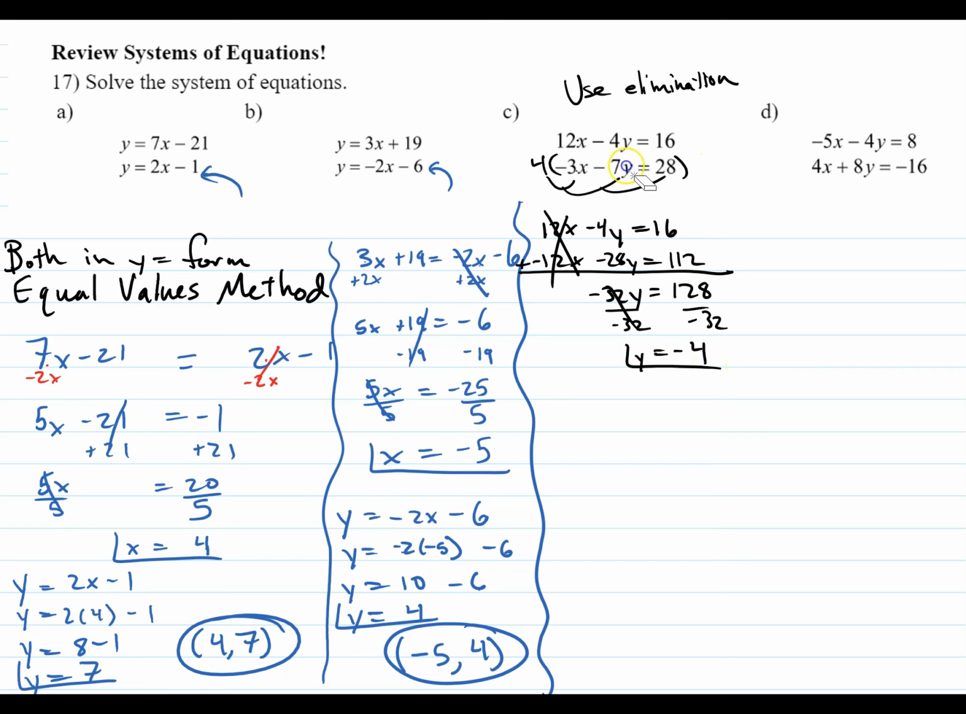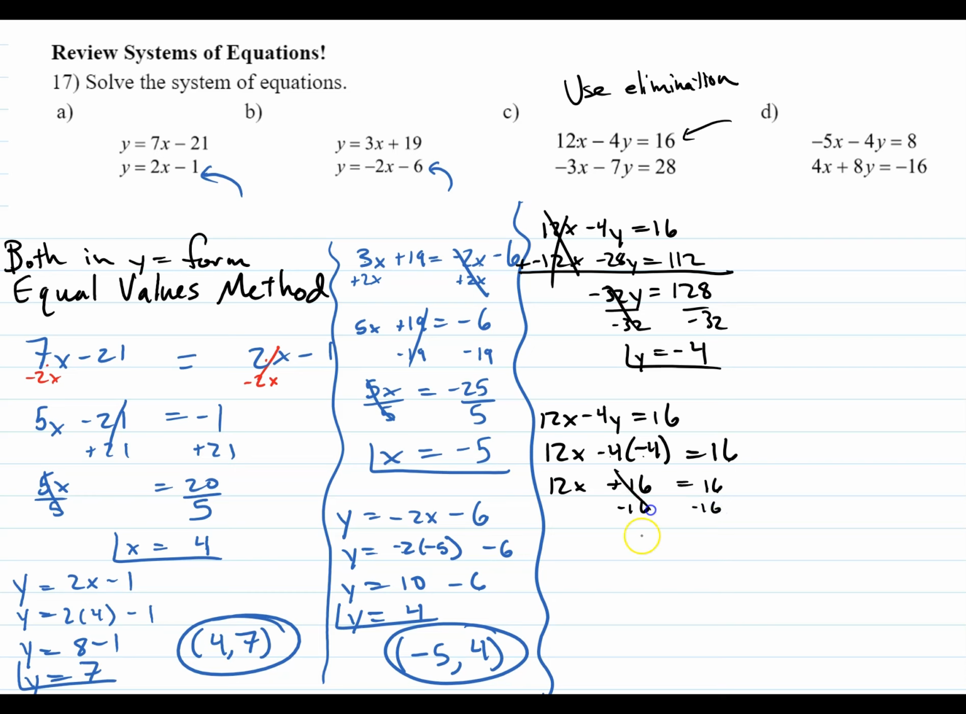Now we need to pick an equation to plug this y back into to solve for x. Neither of them looks that easy. I'm going to pick the top one because there's less negative signs. So we have 12x minus 4y equals 16. That's 12x minus 4 times negative 4 equals 16. Okay, so 12x, negative 4 times negative 4 is plus 16, equals 16.